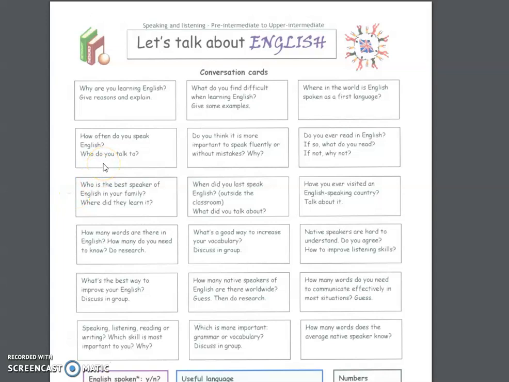Next, how often do you speak English? So do you speak it rarely, or do you speak it frequently? And who do you talk to? So family, friends, teachers, workers. Who do you talk to? Of course, it's a good idea to speak to some people that live in the country where you are trying to learn the language. So to Irish people, I hope you get an opportunity to speak to Irish people.